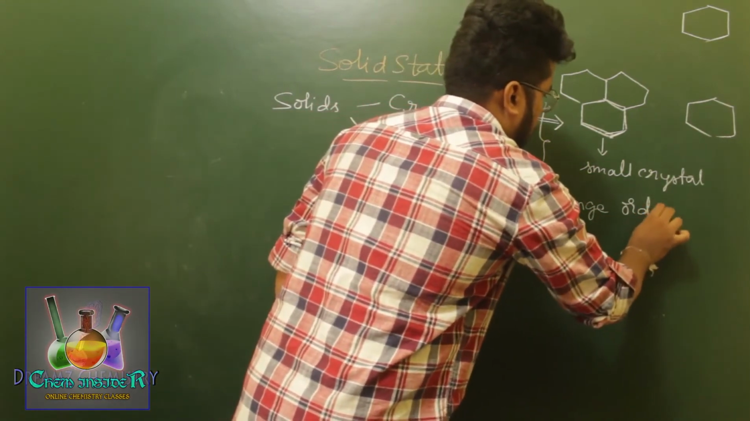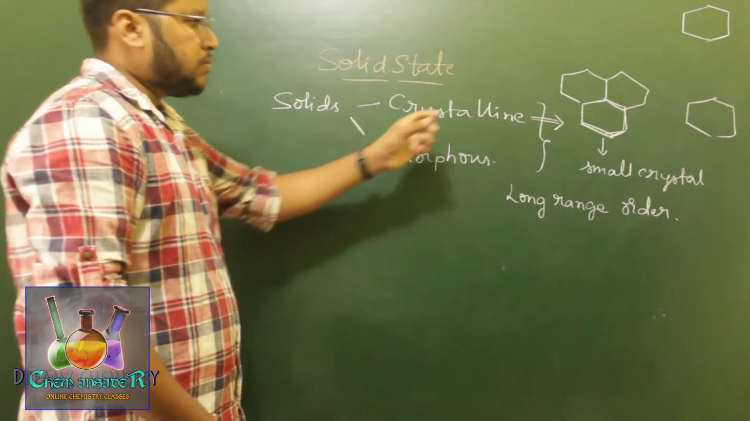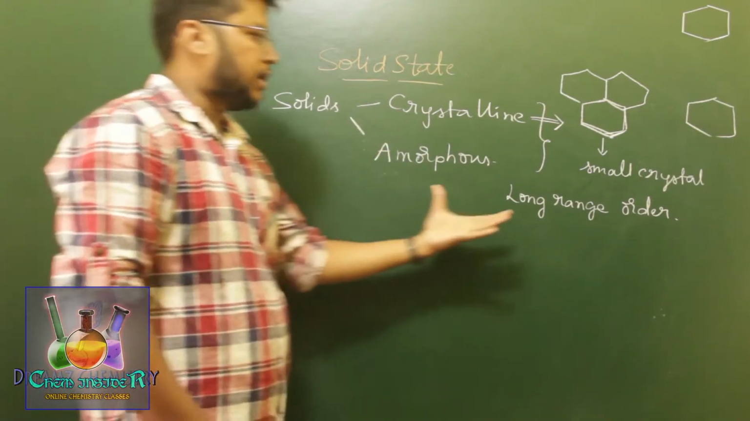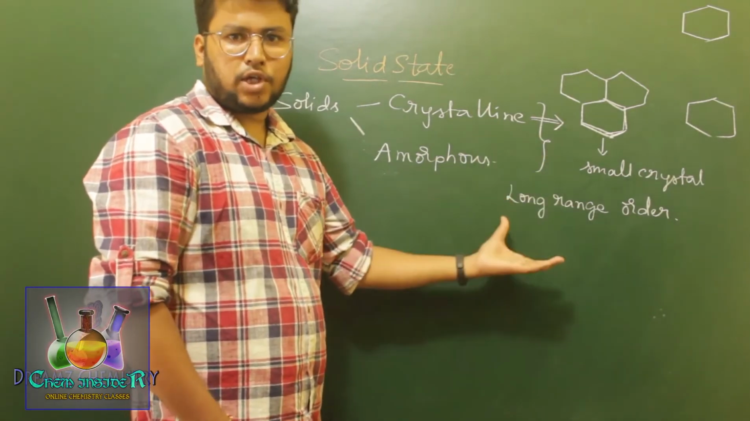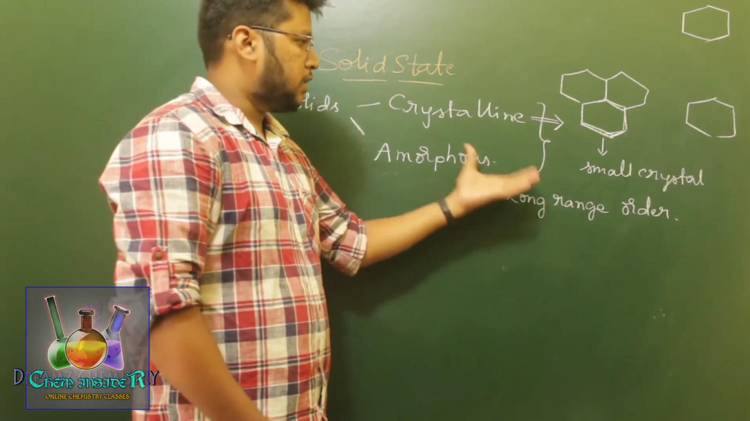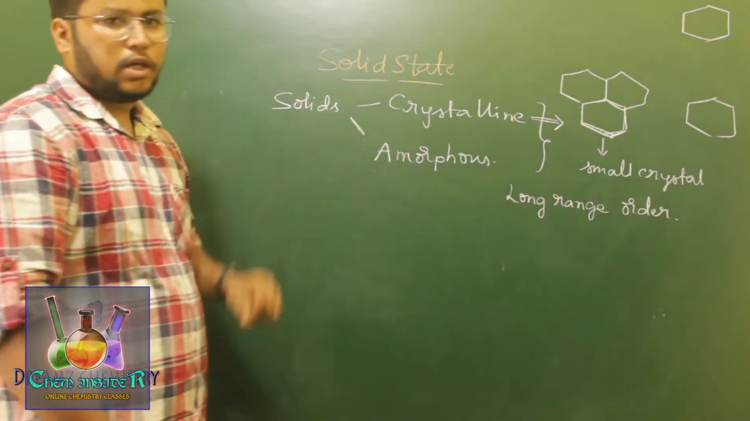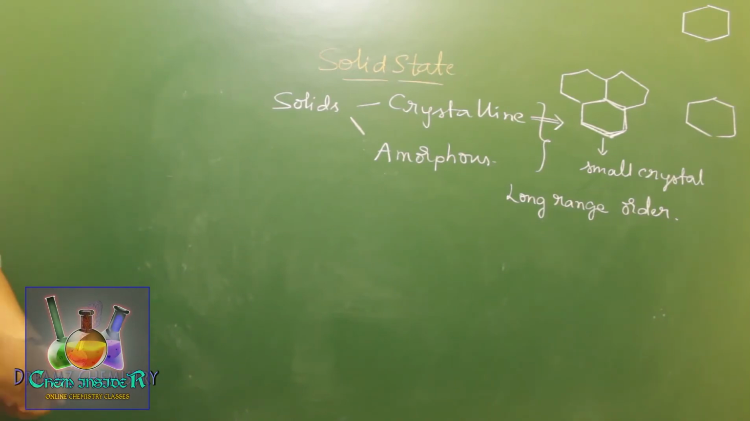So this long range order is the ordered arrangement of the small crystals constituting a crystalline solid, which is of a long range. That means we have multiple small crystals of the same size, same shape and same volume arranged in 3 dimensions for a long range of order, and those are called crystalline solids.